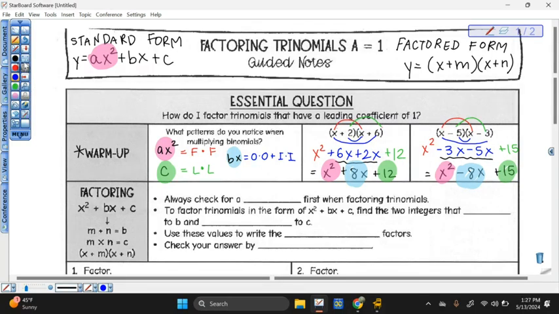So when we are factoring, the first step is to check for, what's that stand for? Greatest common factor. First check for a greatest common factor. And then once we have it in this form, we need to find two integers, two numbers that add together to get to B. Add together to get to B.